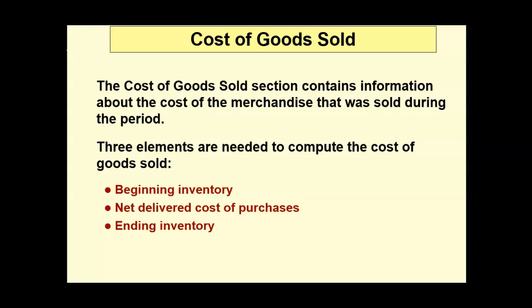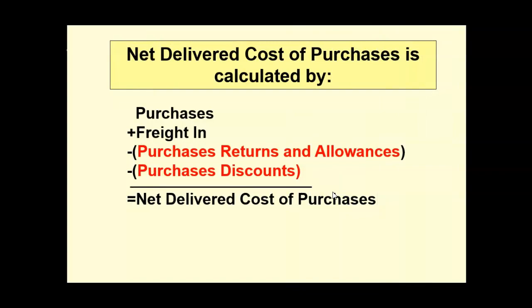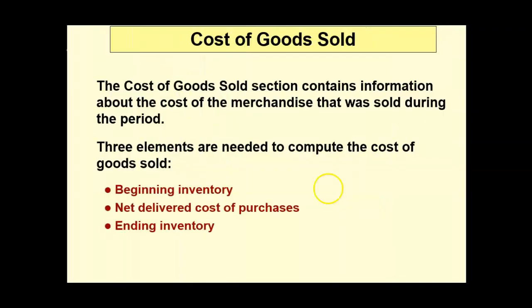If we know these three amounts, we can calculate what's known as cost of goods sold. Okay? So we go back. So beginning inventory shows the amount of inventory we had available at the beginning of the accounting period. Ending inventory shows what we have remaining at the end of the accounting period. And we'll look at what factors gives us what's known as our net delivered cost of purchases.